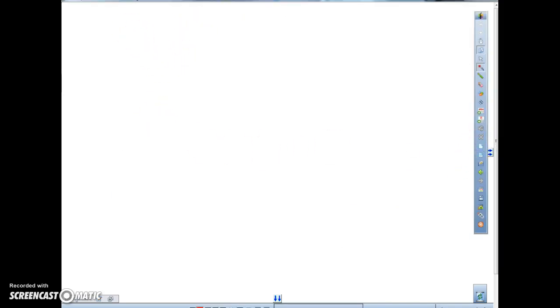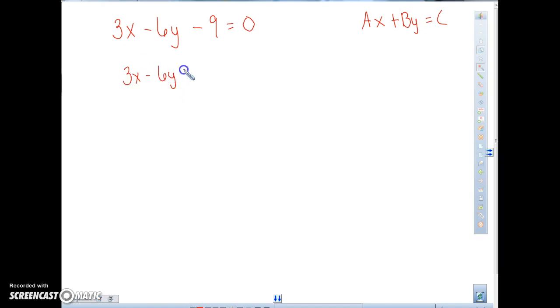The next one, 3x minus 6y minus 9 equals 0. And I'll write standard form over here so we can see it as we work this problem. So again, we need the x and the y on the same side, and we need to move the 9 over because we want that c over there by itself. So to move that 9 over, I'm going to add 9 to both sides, so 0 plus 9 is 9. And so it looks really good in standard form, but I'm going to show you something really cool.